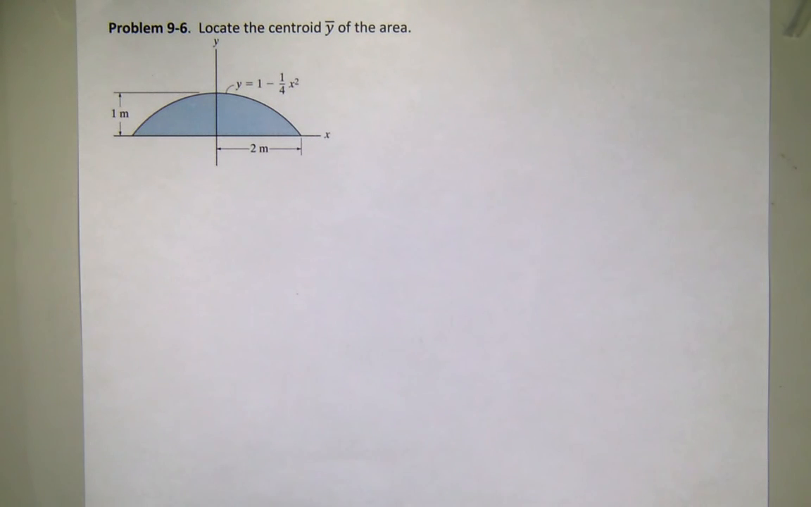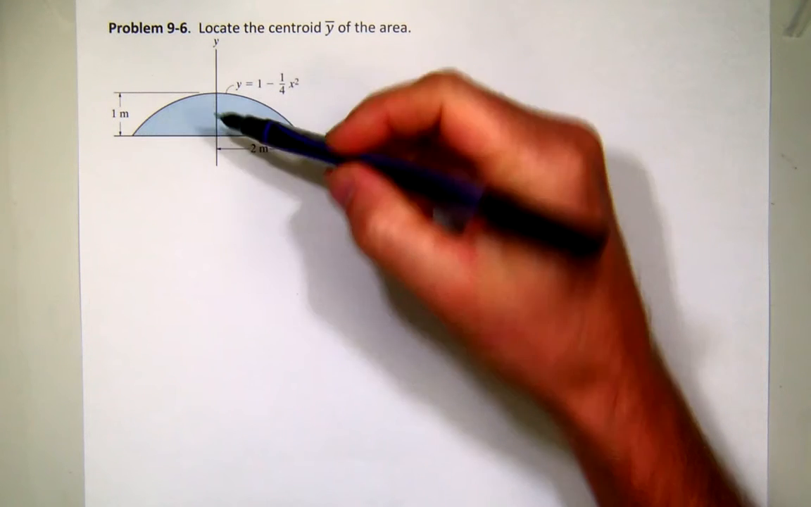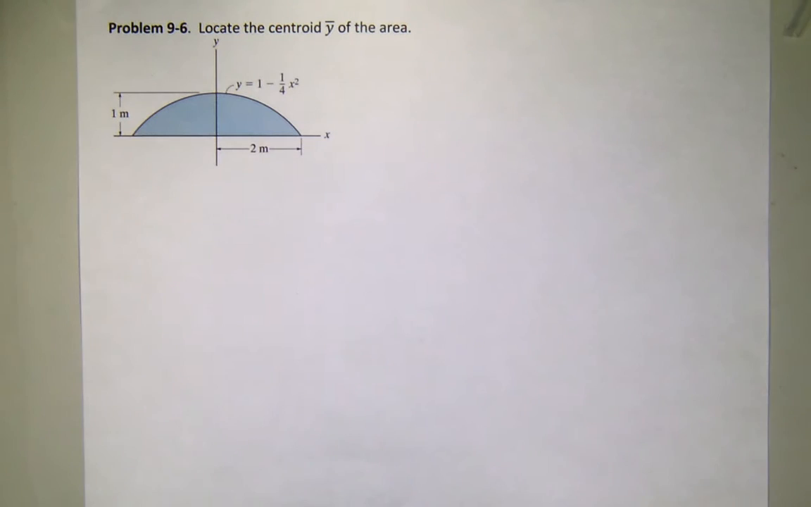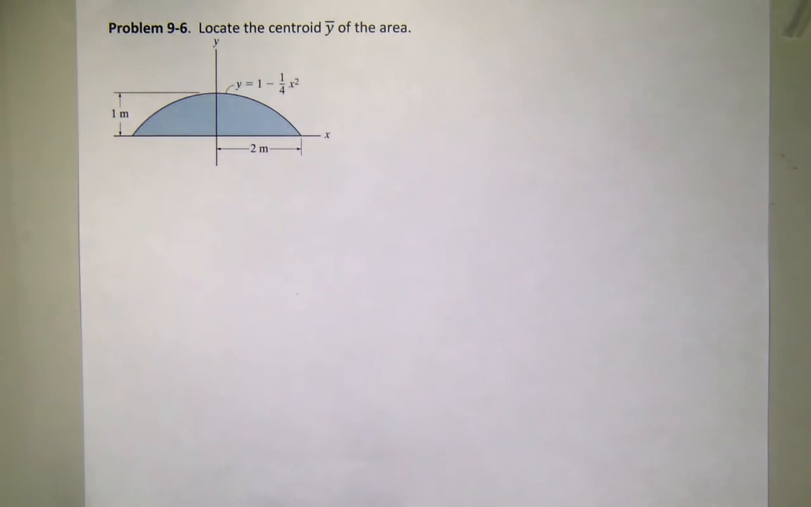Alright, so let's look at this problem. First decision we should make probably relates to our differential area that we want to choose. Now it wants to find the location in the y direction. By the way, what would be the x centroid, the value for the x centroid? It's a parabola, right? So it's probably going to be x is equal to 0.